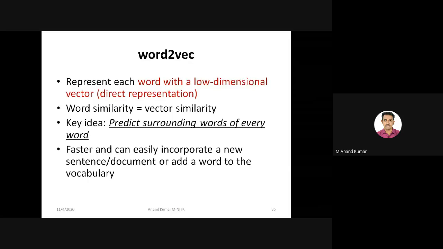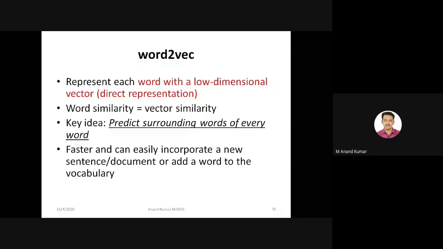How does this word2vec embedding work? The main mantra of word2vec is: don't go for count, go for prediction. The earlier models go for the count, how many times a word occurred. The recent model, word2vec, instead of taking statistics, is going to predict something. It represents each word as a low-dimensional dense vector. The other advantage is the vector similarity, that is word similarity. That's the reason why we are converting words into vector form, a set of numbers. The key idea is to predict the surrounding words of every word.